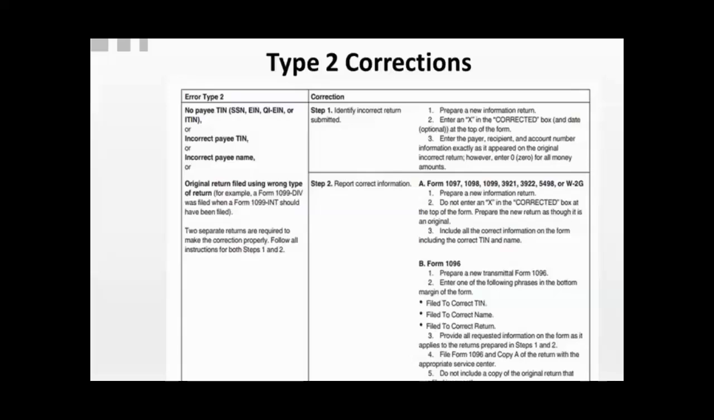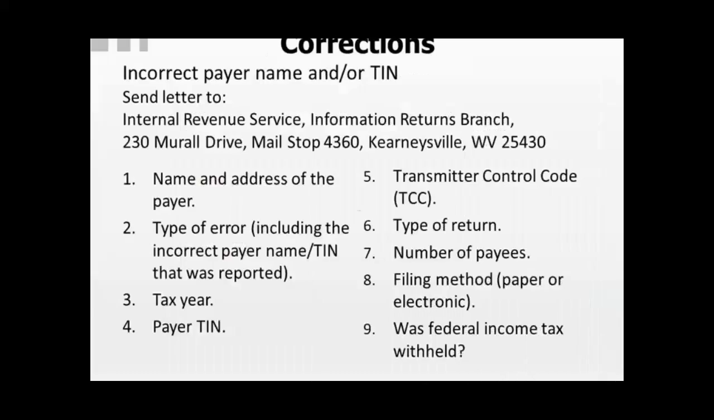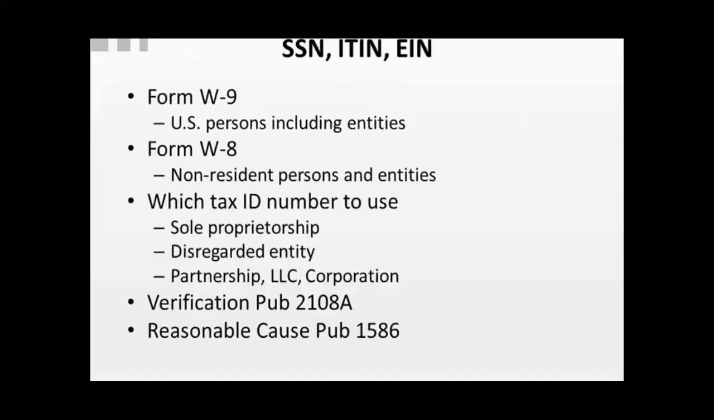You provide all of the requested information on the 1096 as you ordinarily would and file it with the correct service center. And again, do not send in copies of the original incorrect returns. If you need to correct a payer name or tax ID number, you have to do that by letter, and it's a little more process.